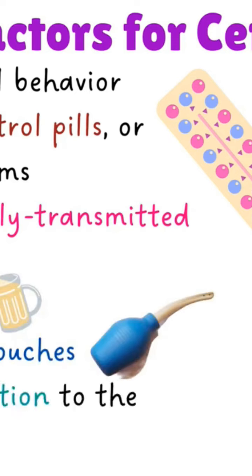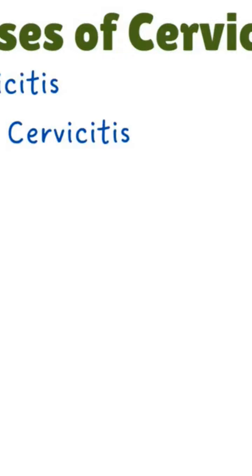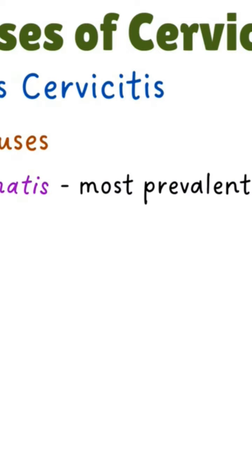The causes of cervicitis can be divided into two based on the types of cervicitis, and these are infectious cervicitis and non-infectious cervicitis. We'll look at each of these in detail. We'll first begin with the infectious causes of cervicitis. Just as the name suggests, infectious cervicitis is usually caused by an infection.